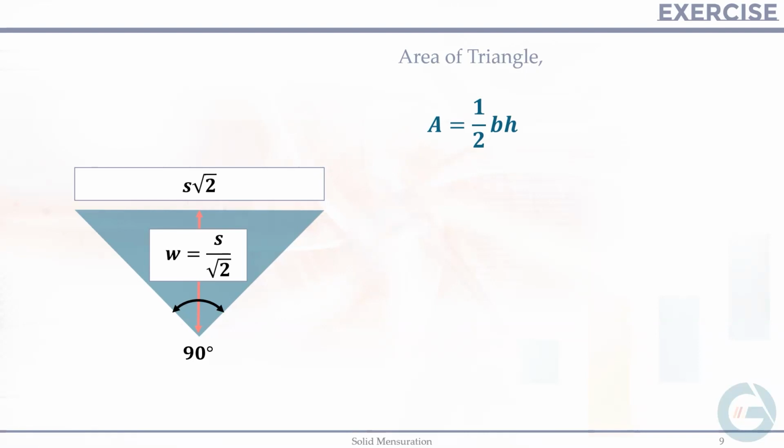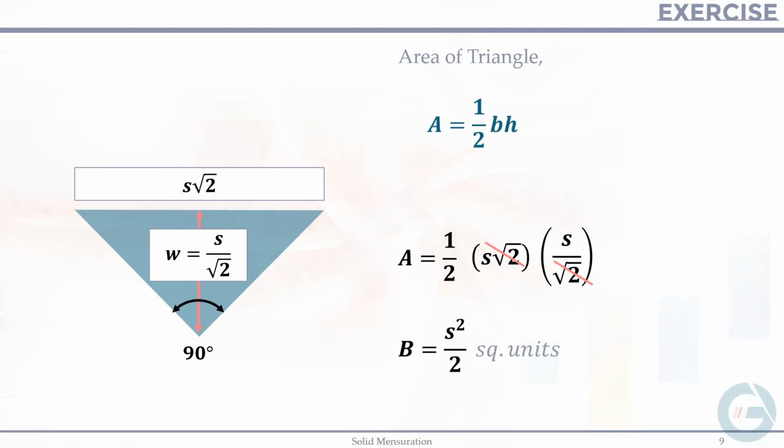We have area equals 1/2. Base is S square root of 2, and the height is S over square root of 2. Square root of 2 cancels out, and this will give us the area of base, which is S squared over 2 square units. So any units we'll be using later. Instead of A, we use B, to standardize the values in the formula. So take note that this is the area of the triangle, the area of base.